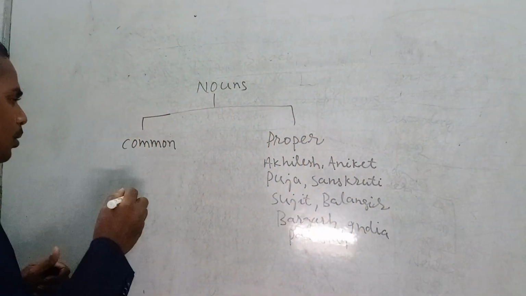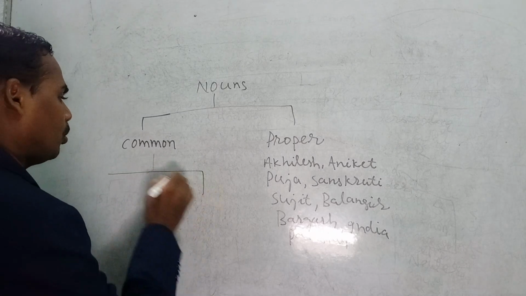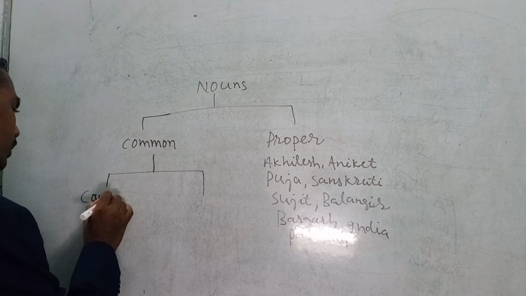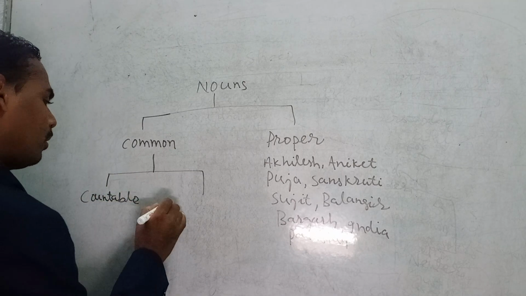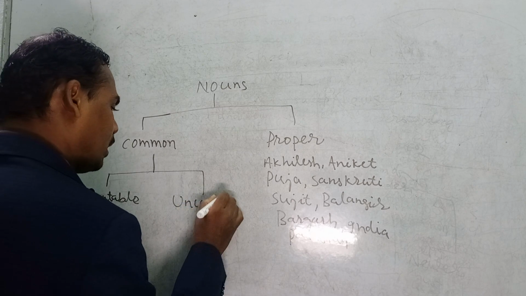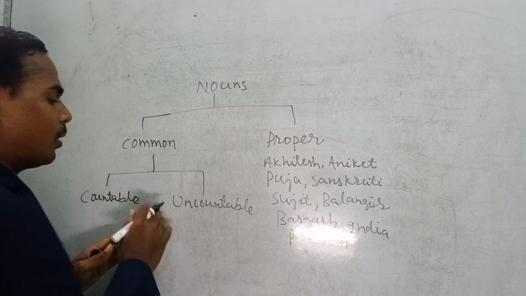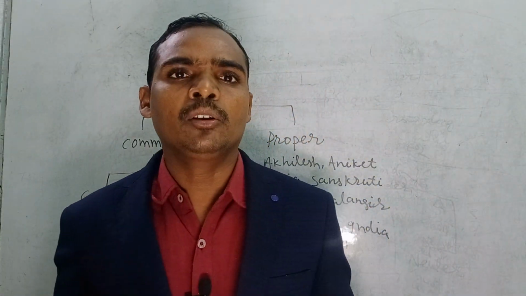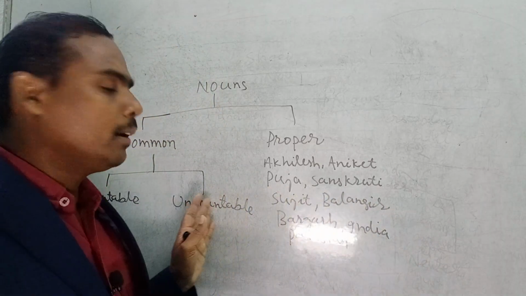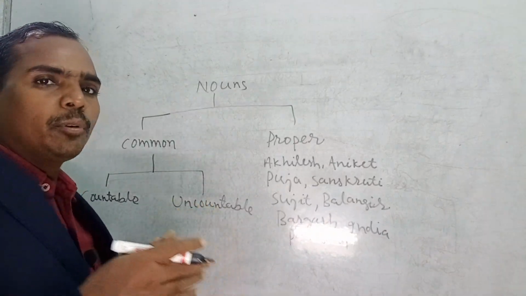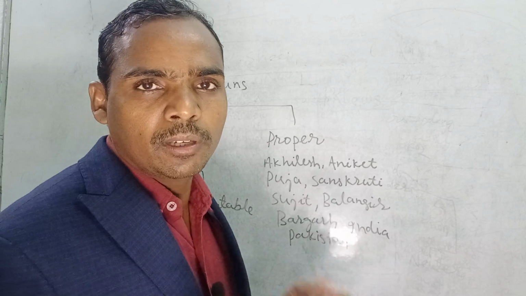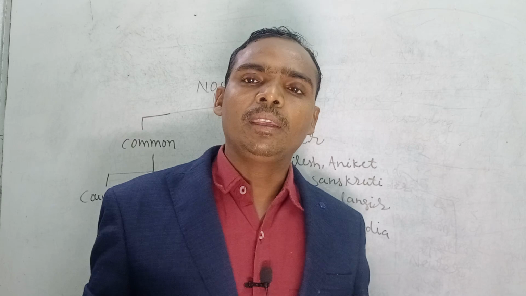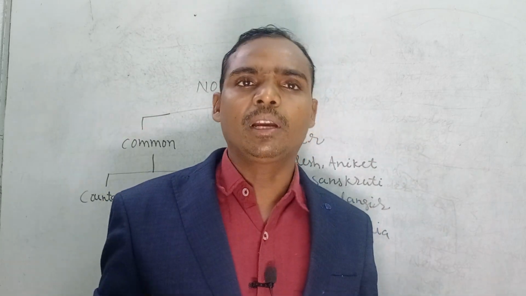Common nouns may further be subdivided into two categories: countable and uncountable nouns. Uncountable means you cannot count it. Countable noun means you can count it. If you can count it, it is a countable noun. If you cannot count it, it is an uncountable noun.